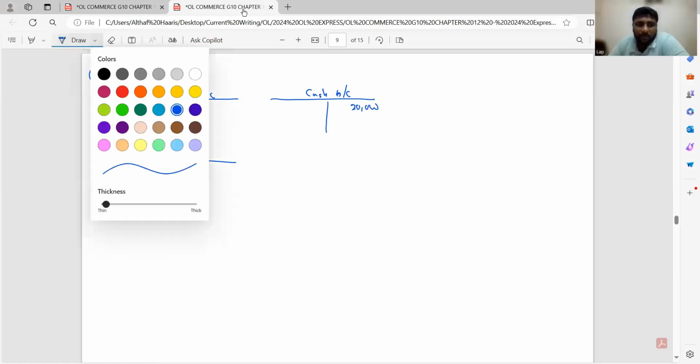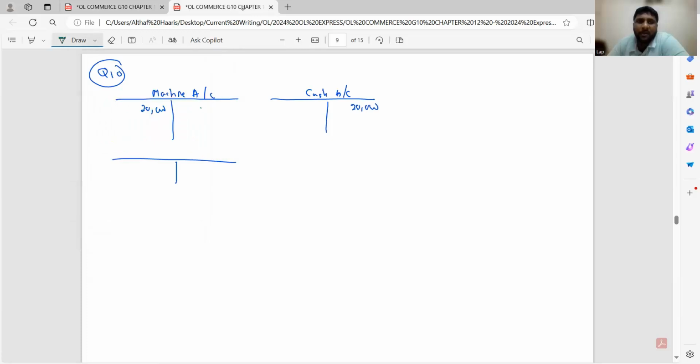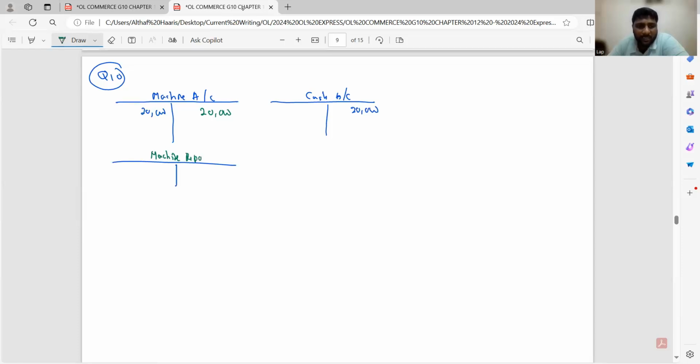So people, what has happened? This is the machine account. This is the cash account. 20,000. Here you have credited properly, but for the machine account, you have debited. Wrong. Then you have to remove it from the machine account and put it to the machine repair account.